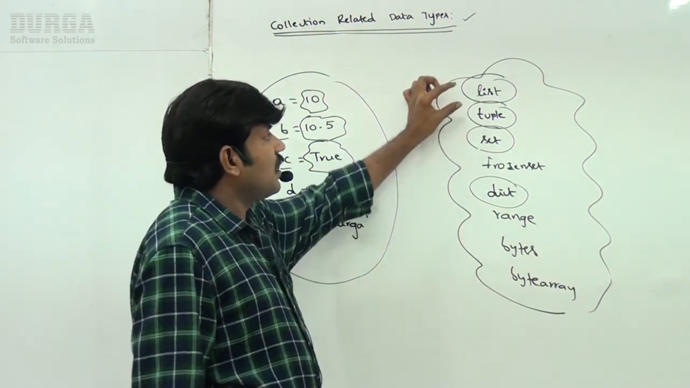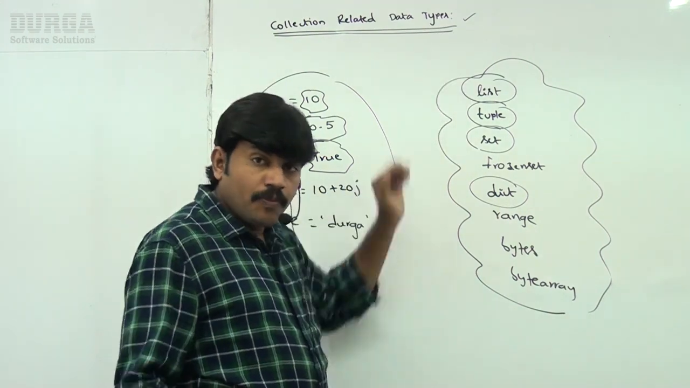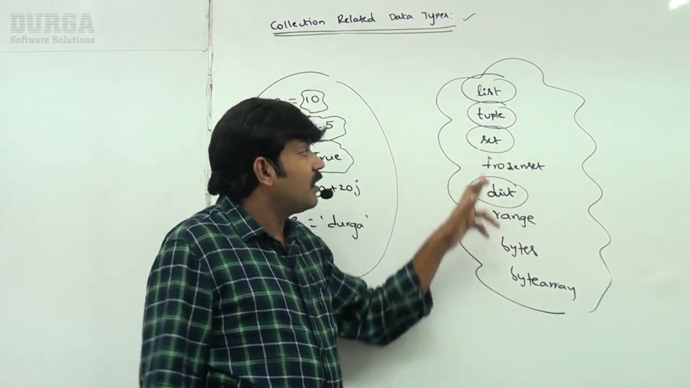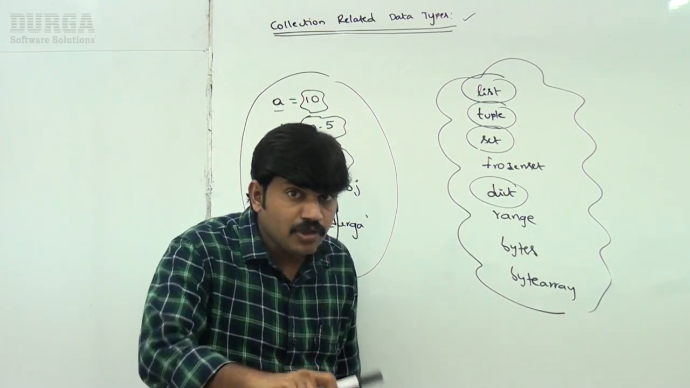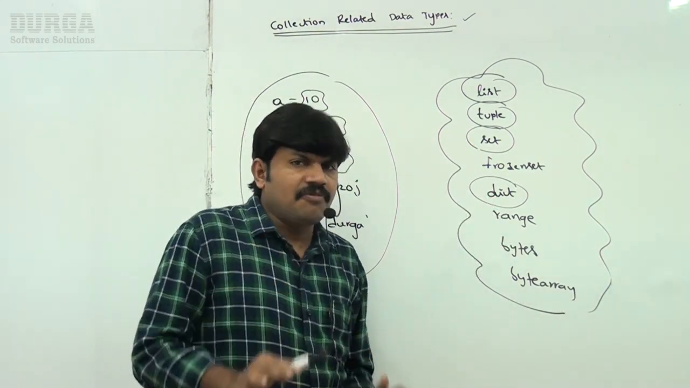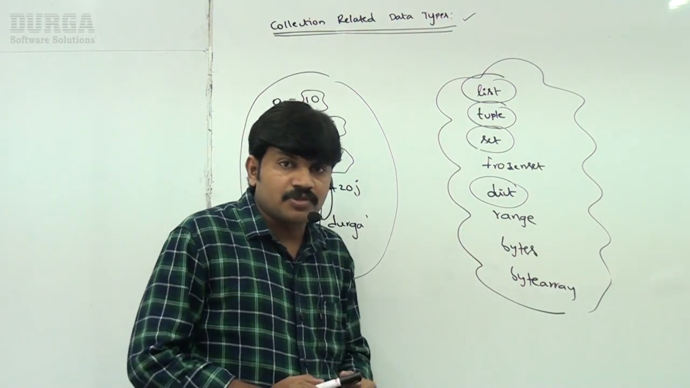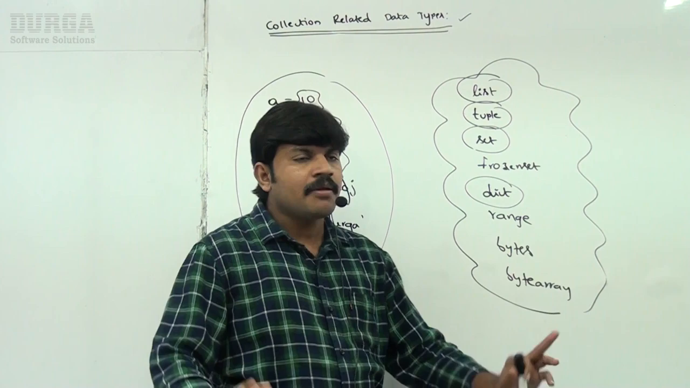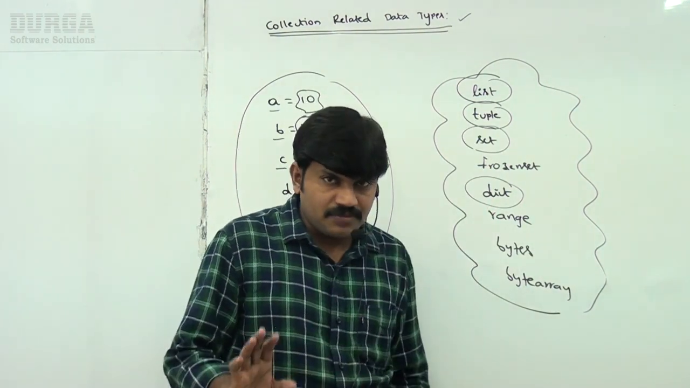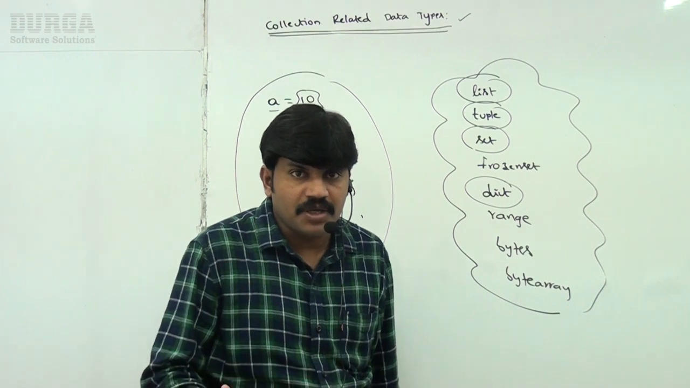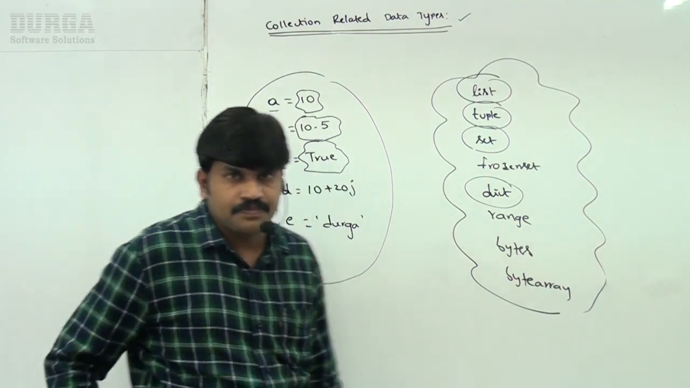If order is important and duplicates are allowed, then we have to go for list. If I don't want duplicates, then we have to go for set. For key value pairs, then we have to go for dict. So based on our requirement, we have to choose the corresponding collection related data type. Anyway, as of now, multiple collection related data types are available. These are things we have to discuss one by one. Up to this it is clear, right?